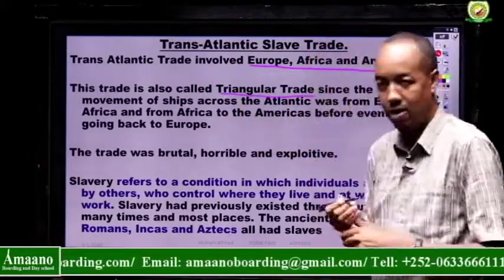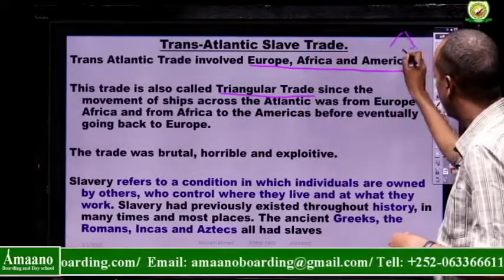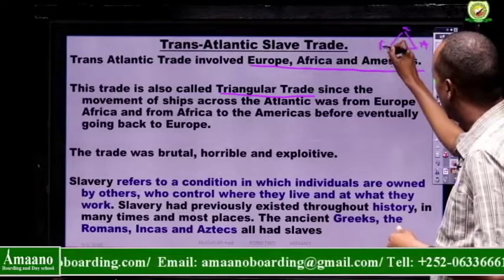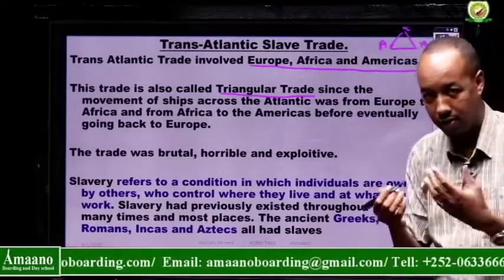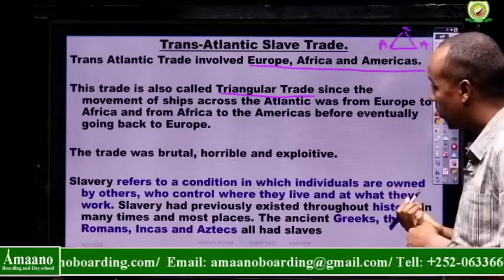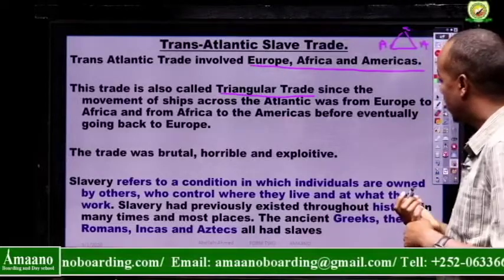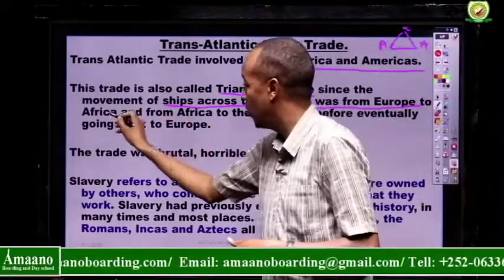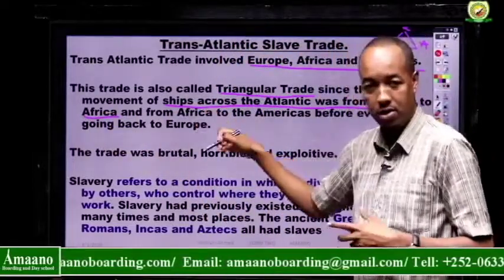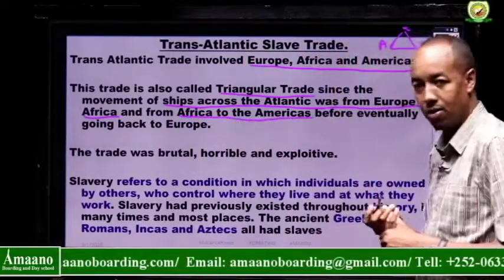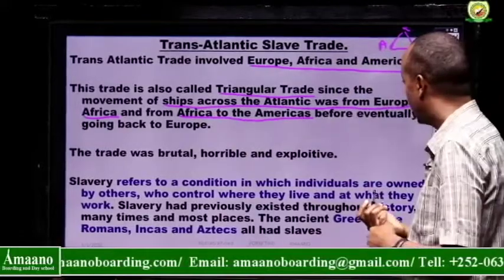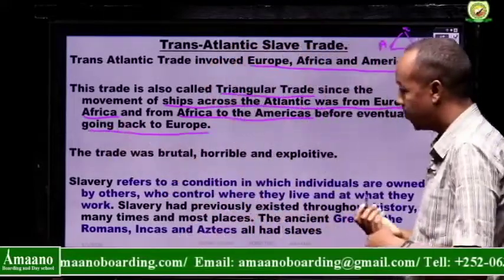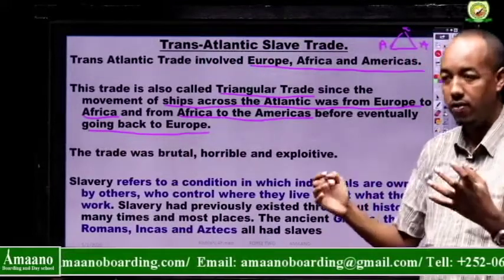Why is it called triangular trade? Because, as you know, a triangle has three angles. So this trade also has these three points: this is Europe, this is Africa, and this is the Americas. That's why it's called triangular trade, because it has three different directions and three different angles. The ships across the Atlantic first came from Europe to Africa. Then the ships would take slaves from Africa to the Americas to work in the plantations. And finally, what would happen? The products made by the slaves, and some of the slaves also, would finally go back to Europe. So that's why it's called triangular, because it has three different dimensions.